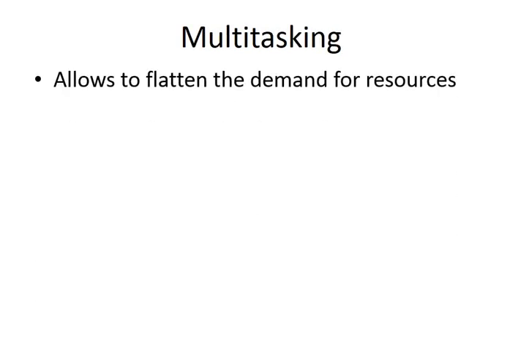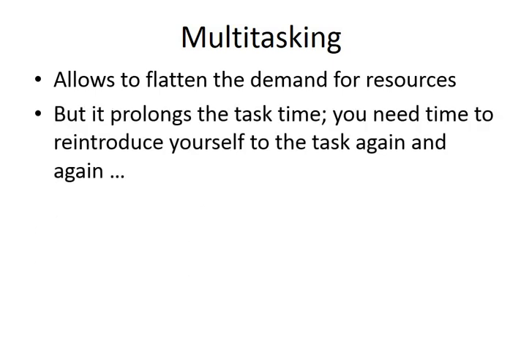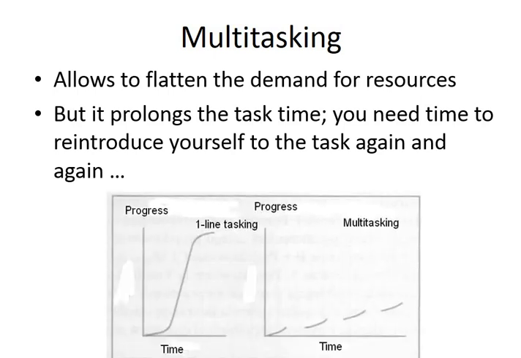And there's a thing called multitasking. Multitasking allows us to flatten the demand for resources because people can do different things. On the other hand, it is not that convenient. If you imagine a task that you start at the very beginning, you learn how to perform this task, and then you are faster and faster and faster.